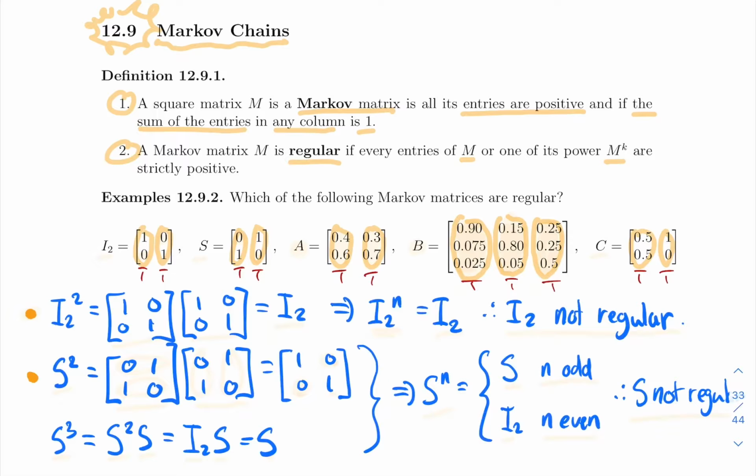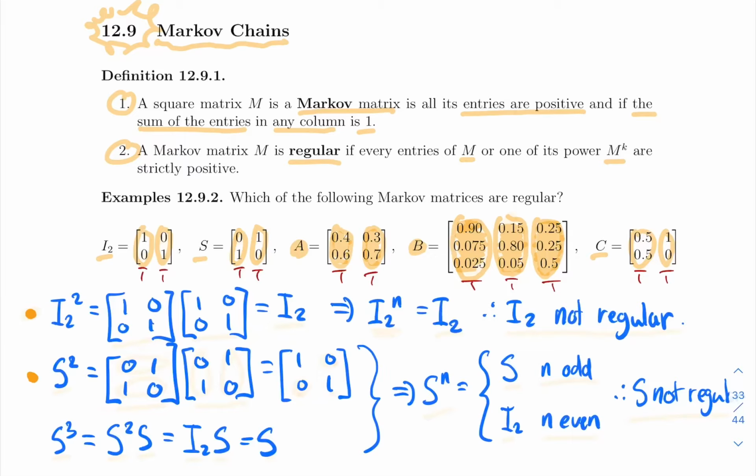So let's look at some examples again. Let's do the trivial ones first. A is obviously regular because all the entries are strictly positive. There's no zero. Same thing for B, there are no zeros here. So these two matrices are regular right away. Now the ones we don't really know yet are I2, S, and C. There are some zeros in them. It does not mean that they're not regular. It means that you need to multiply them by themselves and see if the zeros go away.